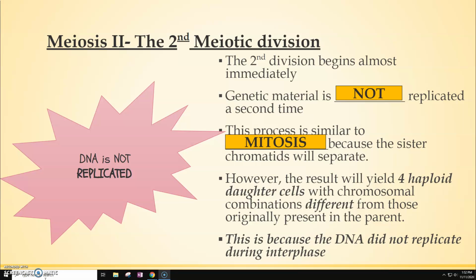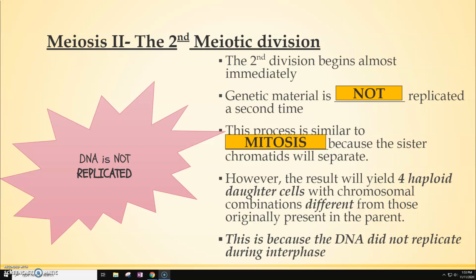So the cell will now go through meiosis 2, and this is meiotic division. This is the second division, and it will begin almost immediately after meiosis 1 completes. Genetic material will not be replicated a second time. This process will be very similar to mitosis because the sister chromatids are going to separate. However, the result will yield 4 haploid daughter cells with chromosomal combinations different from those originally present in the parent.